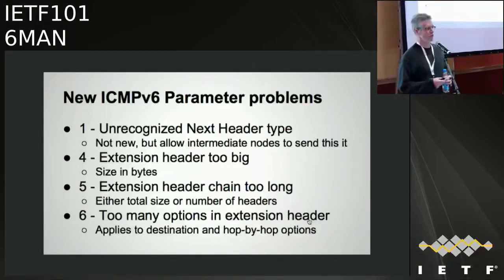So the proposal is to modify or introduce 4 parameter problems. Code 1 is unrecognized header type. This actually exists. The idea here is that intermediate nodes could also send this. So for instance, if an intermediate node needs to parse into the transport layer to do a firewall, look at ports for instance, and if it doesn't recognize the headers to be able to do that, it could send this if it has to drop the packet for that reason.